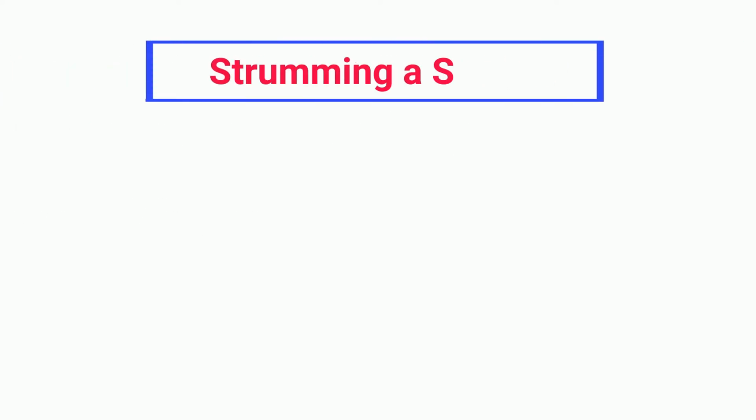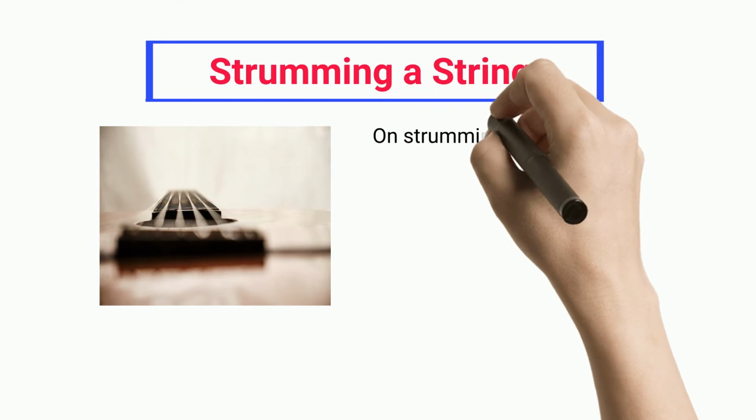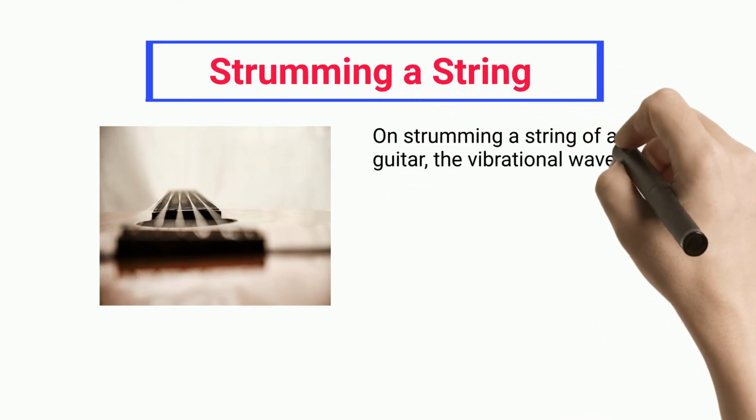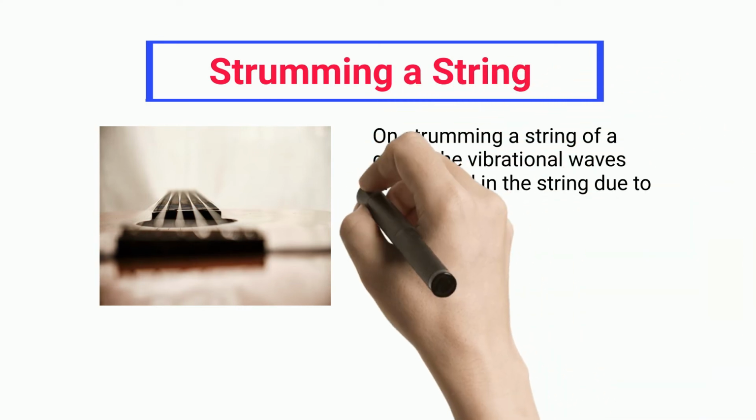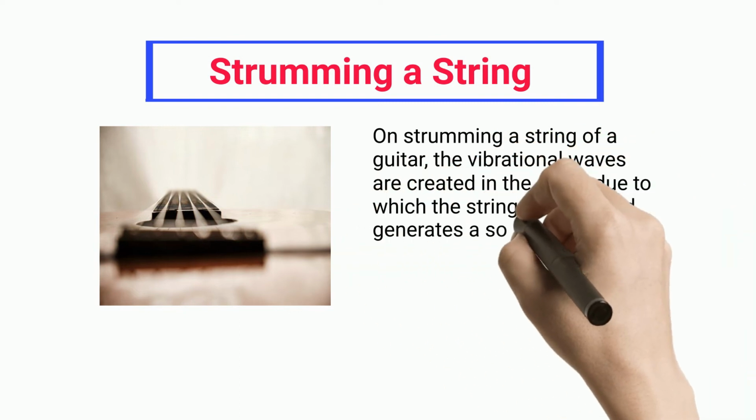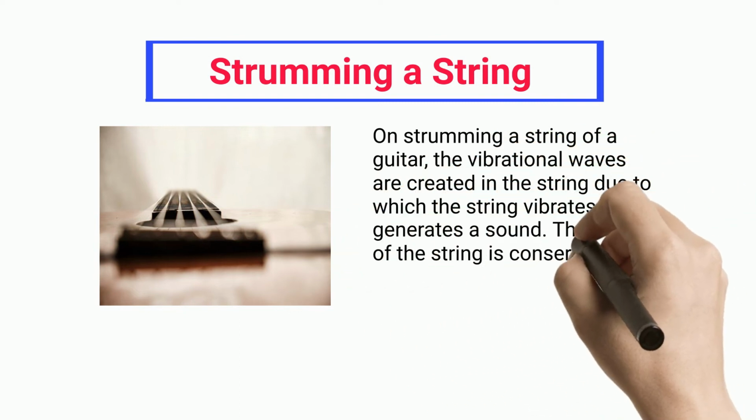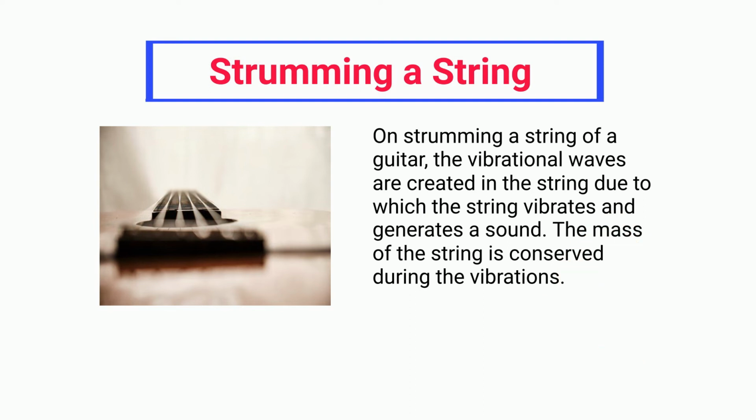Strumming a string. On strumming a string of a guitar, vibrational waves are created in the string due to which the string vibrates and generates a sound. The mass of the string is conserved during the vibrations.